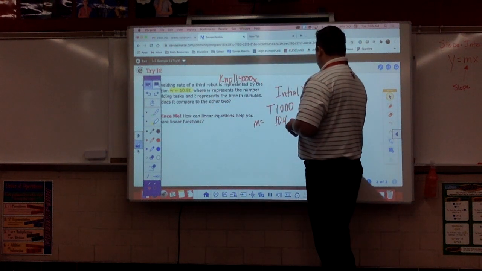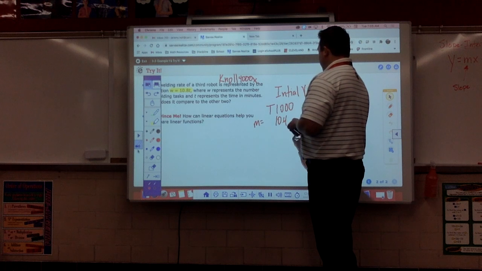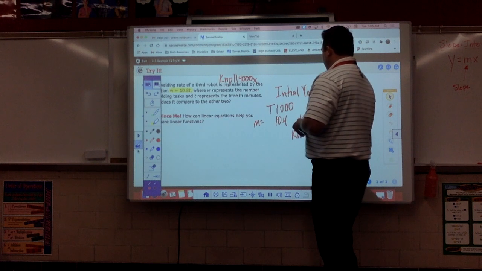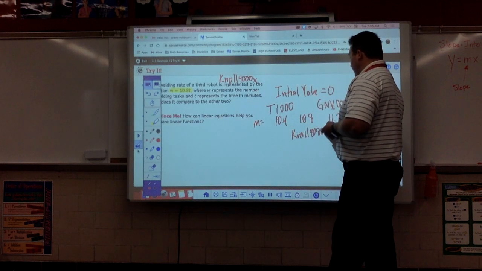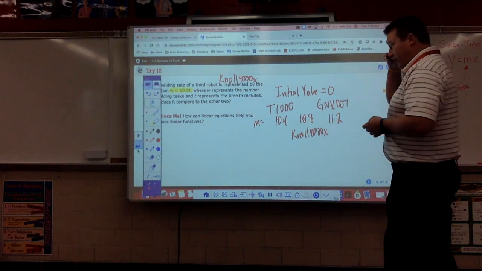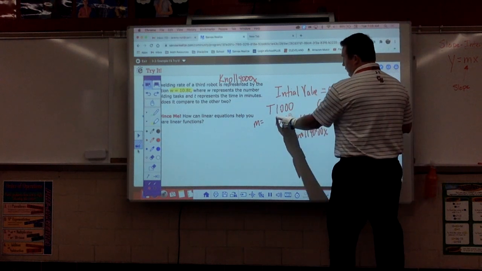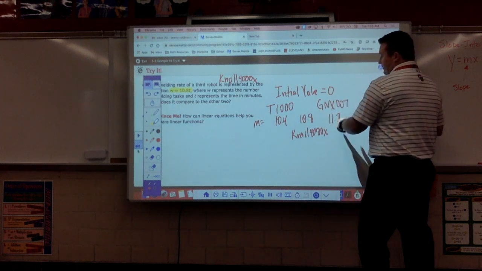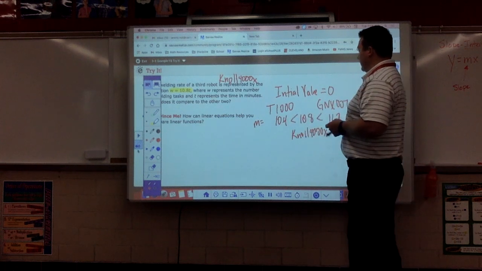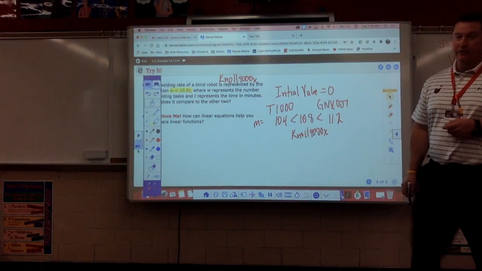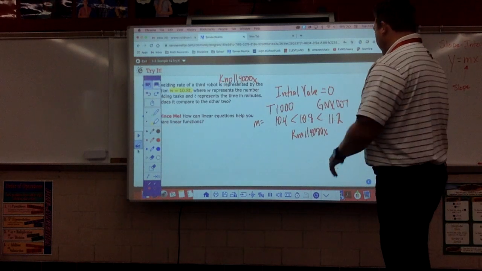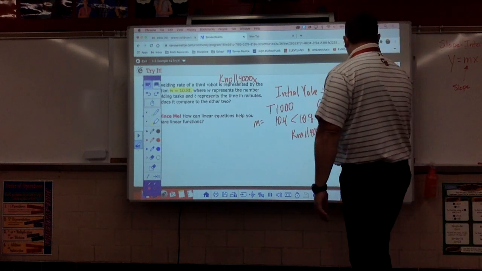Yeah, so 10.8 is the Null 4000x robot. So it can weld more than this, but less than this per minute. If you wanted to put some inequalities on there, you could do that. If you didn't really want to, that would be okay. Okay, I think we're good there.